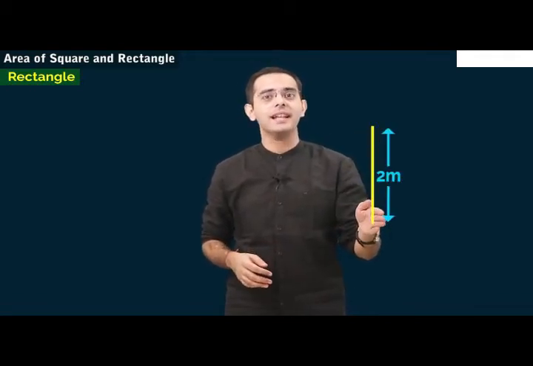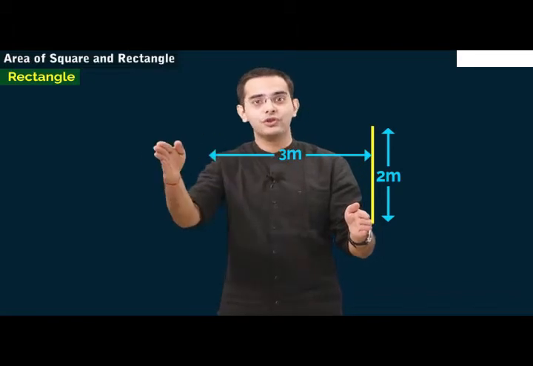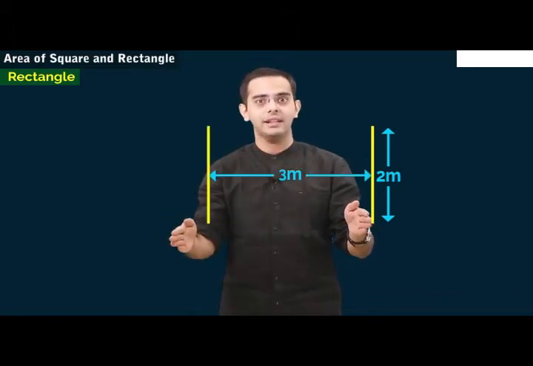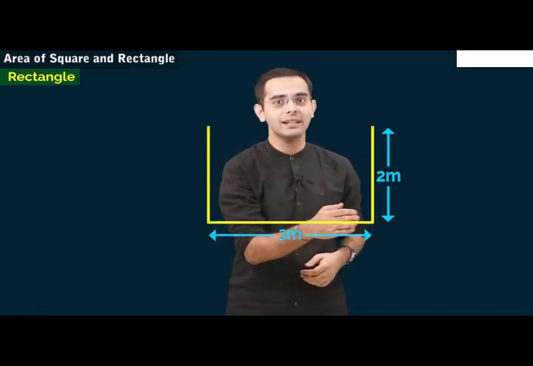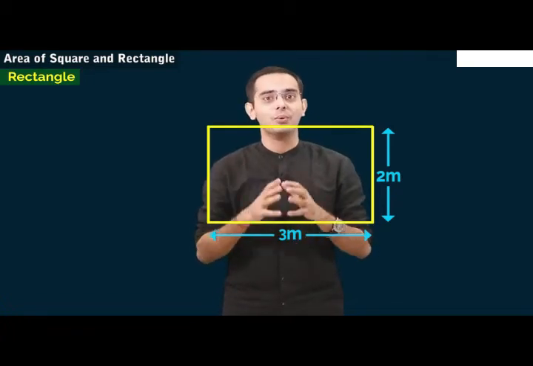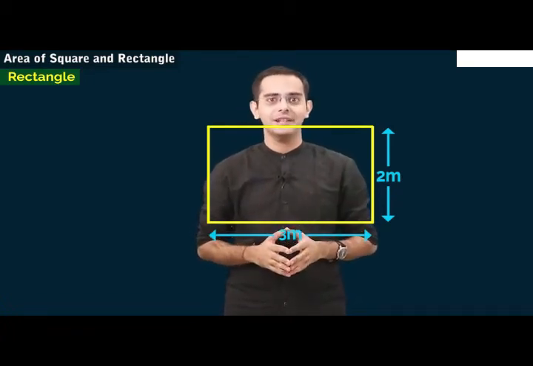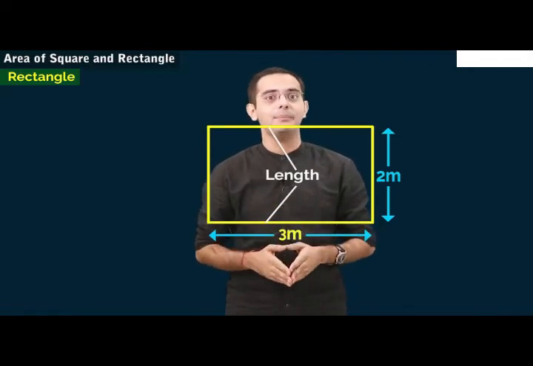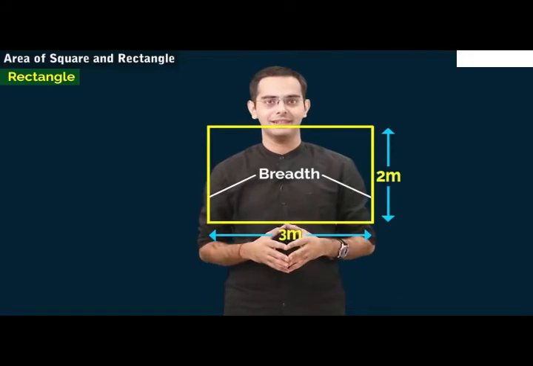So now next we are going to study about a rectangle. So what is a rectangle? Well, let's just first draw a vertical line of 2 meter and another line of 2 meter at a distance of 3 meter from the first line. And now join the ends of these two vertical lines by using two horizontal lines, each one of 3 meters. So this forms our rectangle, where length is 3 meters while breadth is 2 meters.